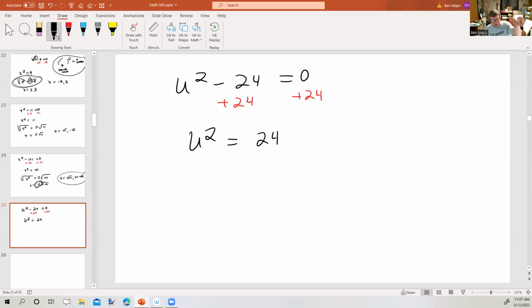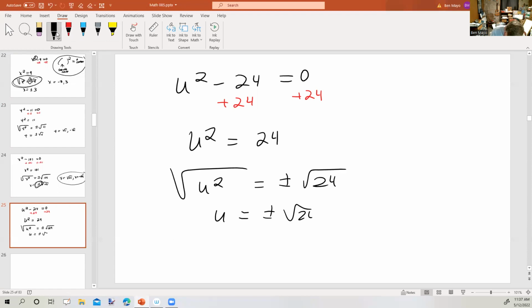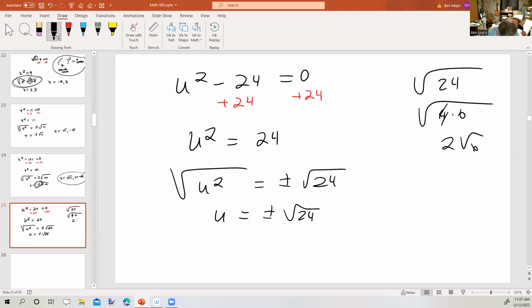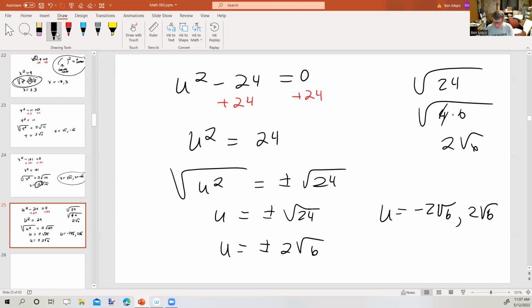So we now have a perfect square on the left containing a variable and a constant on the right. We'll take the square root of both sides. So we get u equals plus or minus the square root of 24. However, we have learned from chapter 9 how to simplify the square root of 24, which would be 2 square roots of 6. So u equals plus or minus 2 square roots of 6. U equals negative 2 square roots of 6, comma, 2 square roots of 6. Okay. So we take this a step further to simplify the radical. Any questions there?